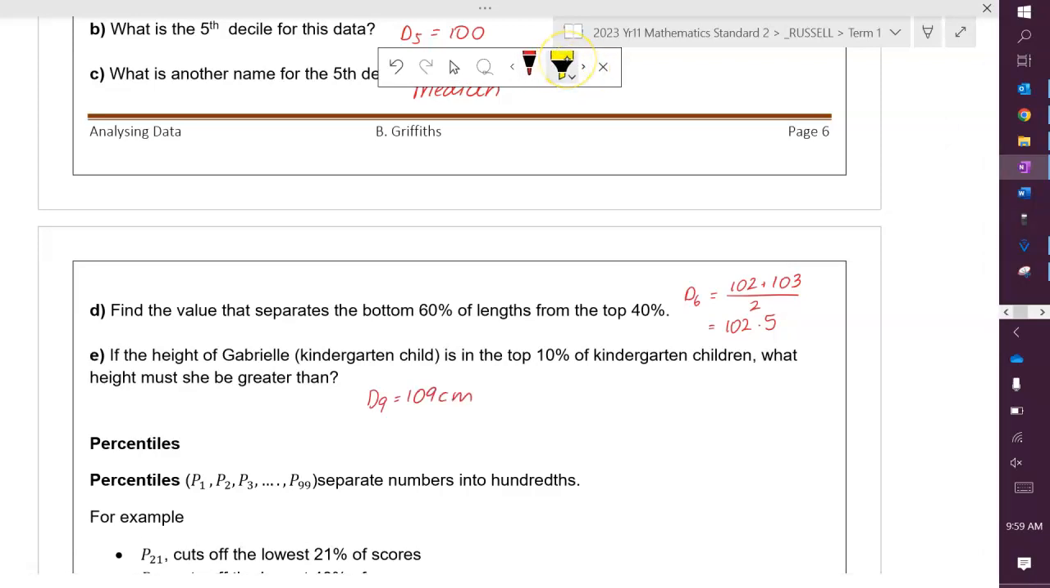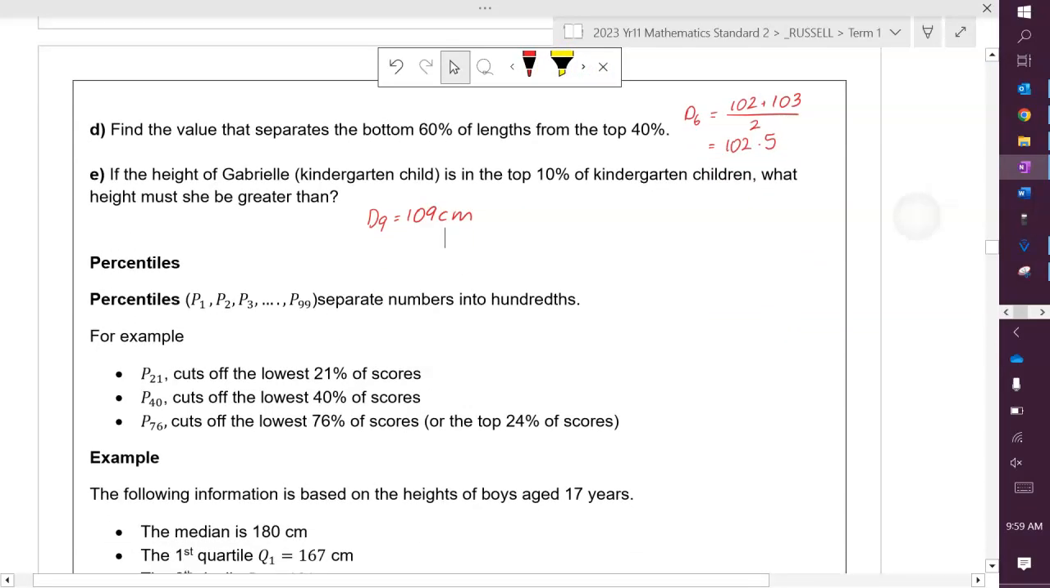And our last thing here are our percentiles. If you think of a percentage, it is out of 100. So our percentiles are simply each percentage. So P1, P2, all the way up to P99. So P21 is the lowest 21% of scores, P40 the lowest 40%, P76 the lowest 76%, or the top 24% of scores.